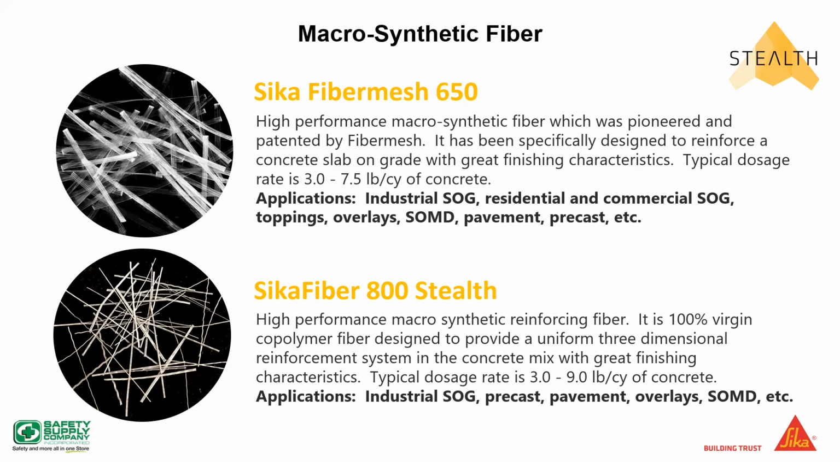With the Fibermesh 650, it's a great product. It finishes fairly well. We would use anywhere from 3 to 7.5 pounds per cubic yard of concrete with the 650. As far as the Stealth goes, we do anywhere from 3 to 9 pounds right now. We're actually looking to get that up to about 11 pounds. But really, those type dosage rates are few and far between. Very, very seldom do I see a 10-pound dosage rate. I have done them in the past, but they're few and far between.